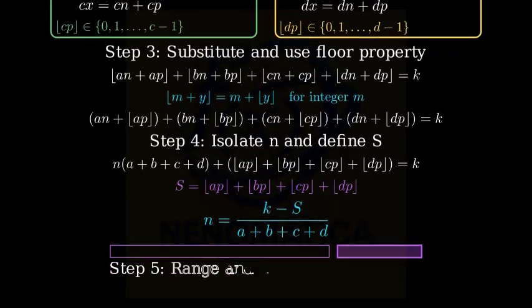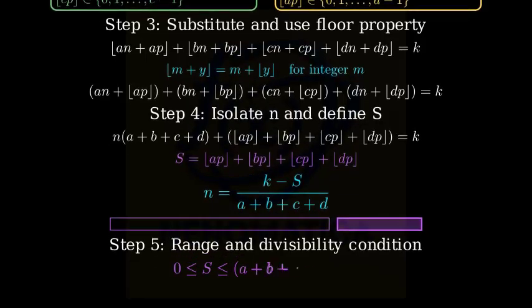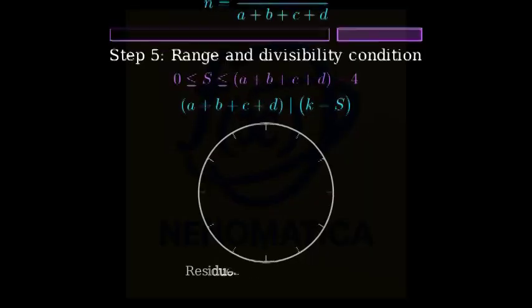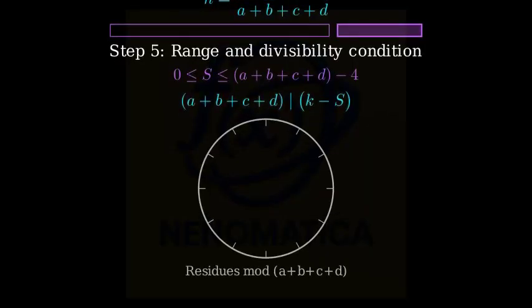Step 5. Because each floor of ap, bp, cp, and dp ranges from 0 up to a minus 1, b minus 1, c minus 1, and d minus 1, the sum s ranges from 0 up to a plus b plus c plus d minus 4. Therefore, for n to be an integer, the numerator k minus s must be divisible by a plus b plus c plus d. So the key condition becomes: a plus b plus c plus d divides k minus s for some s between 0 and a plus b plus c plus d minus 4 inclusive.